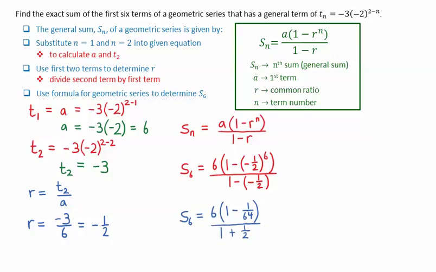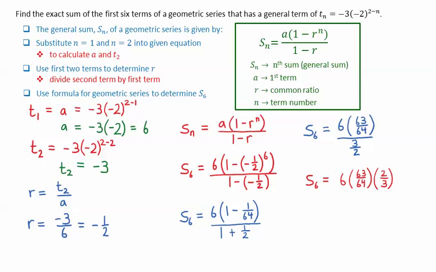This gives a result then of 6 times 1 minus 1 over 64. Note that negative 1/2 raised to the 6 is positive 1 over 64. And 1 minus negative 1/2 becomes 1 plus 1/2. We can then simplify this a little bit. 1 minus 1 over 64 is 63 over 64, and 1 plus 1/2 is 3 over 2.